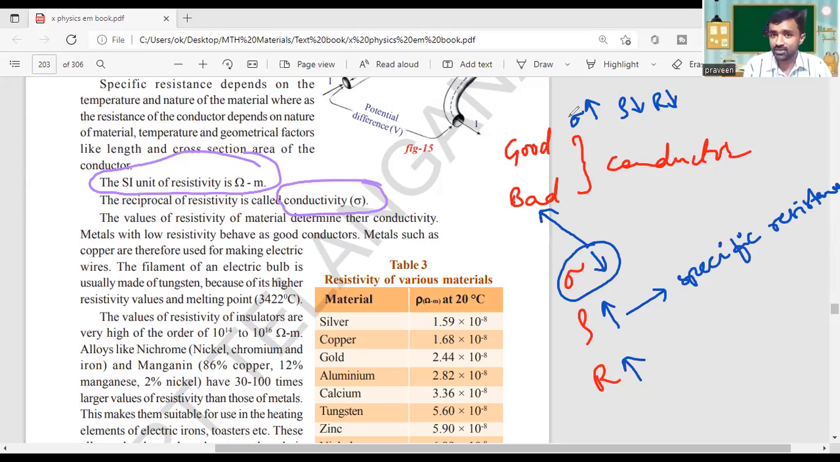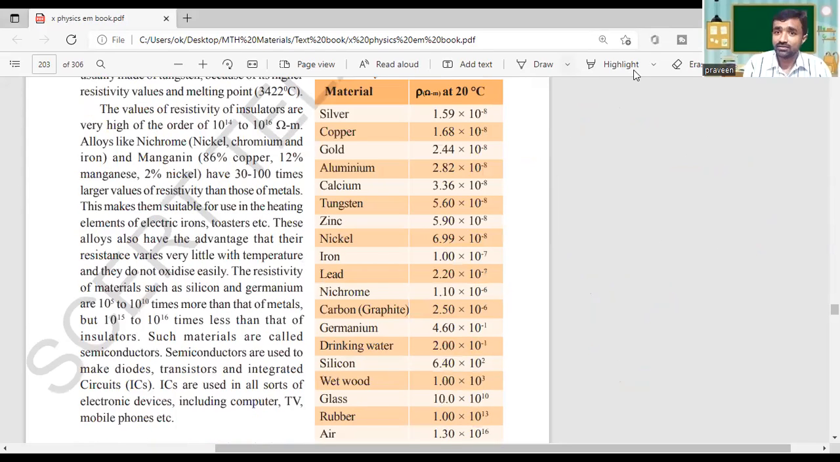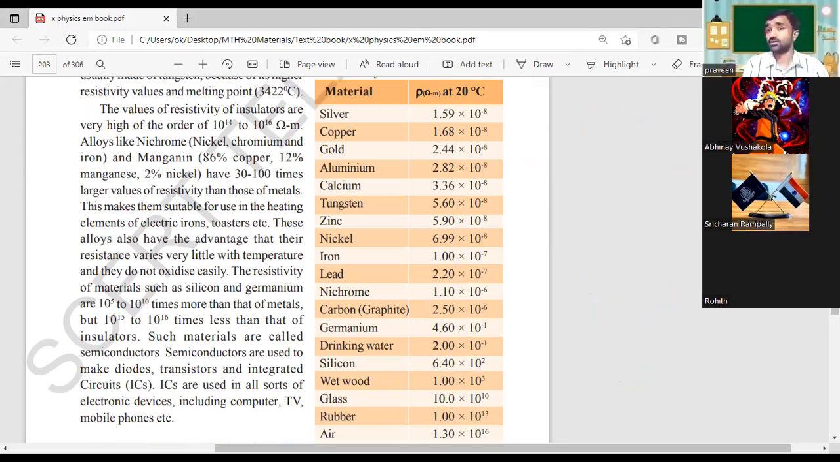Right? So here in table number 3, you are observing the values of specific resistance in ohm meters. What is the order maintained in the table for resistivity? Just give me your overall answer, speak out. Observe the table and tell me the order of resistivity. Speak out. If you don't know, go to quick reaction. Abhinay.